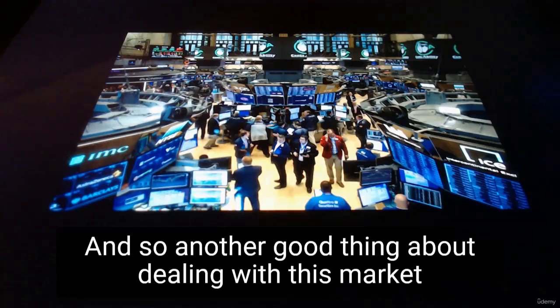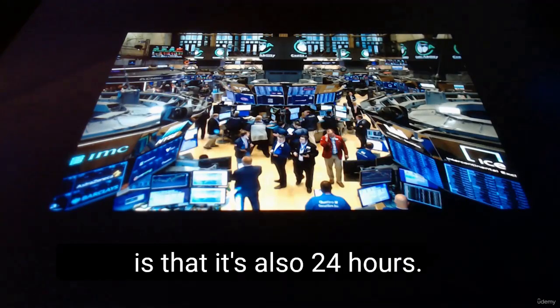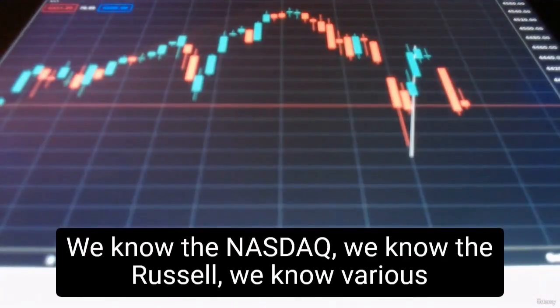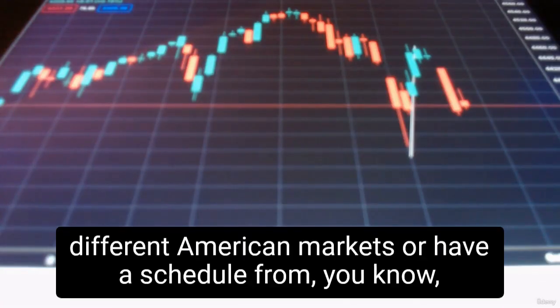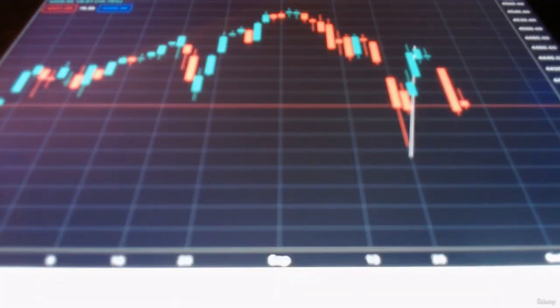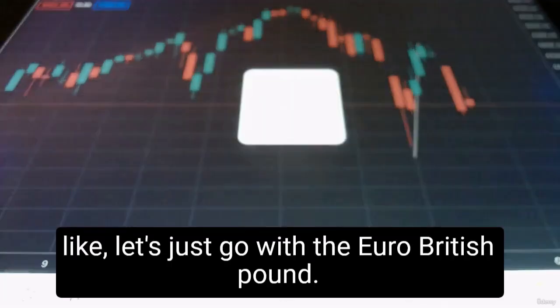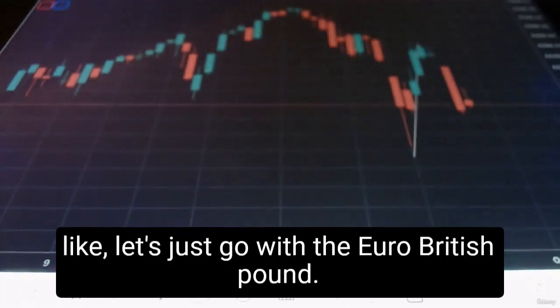Another good thing about this market is that it's also 24 hours. What you see right here is the S&P. We know the Nasdaq, we know the Russell. We know various American markets have a schedule from 8 to 4 or whatever. But I want to jump in here and show you something right quick. Let's just go with the Euro British pound.